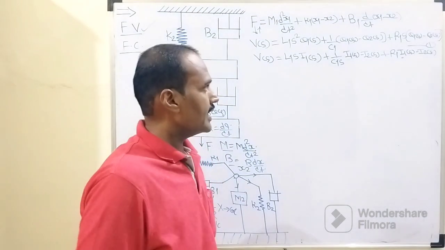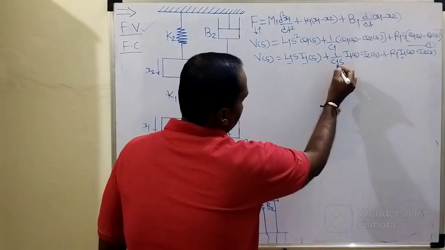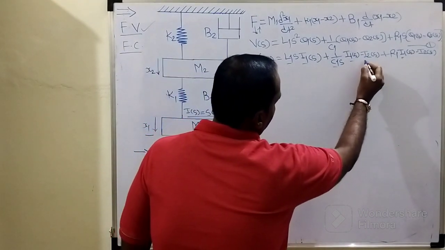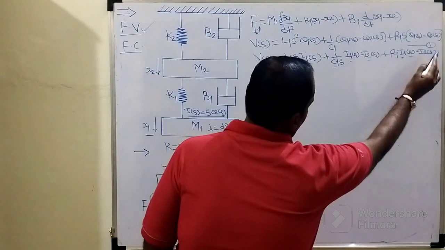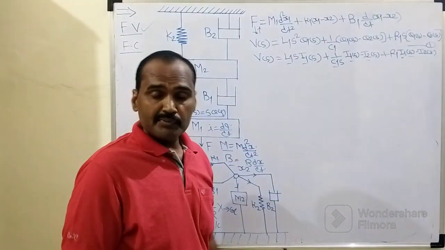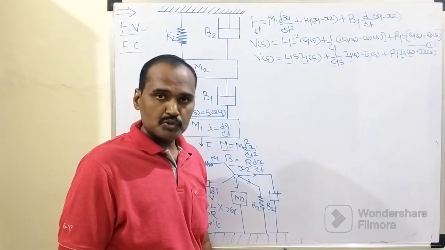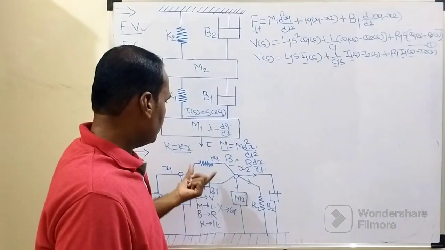If we observe equation number 1 carefully, the coefficient of L1 is I1, the coefficient of 1 over C1 is I1 of S minus I2 of S, and the coefficient of R1 is also I1 minus I2, right? This coefficient plays a very important role when we convert this system equation into the force voltage equivalent circuitry. So later we will try to discuss it.